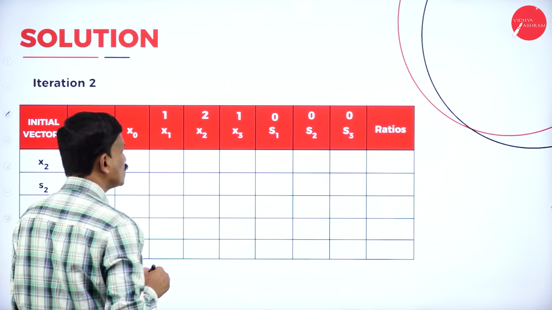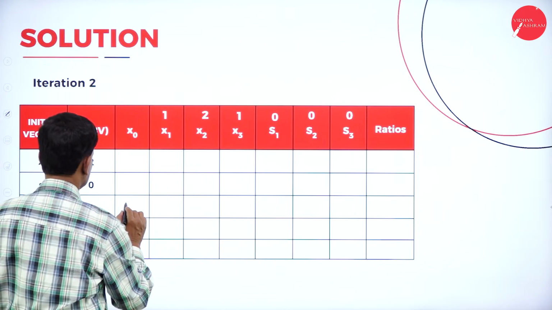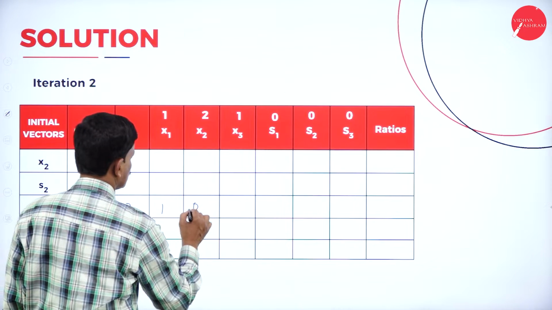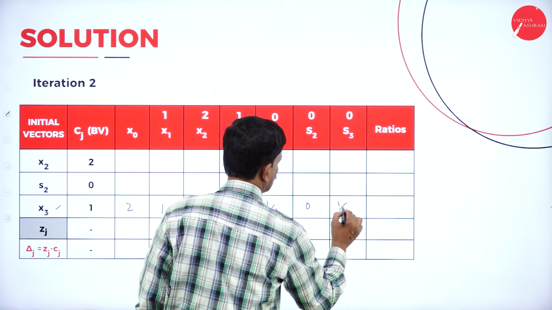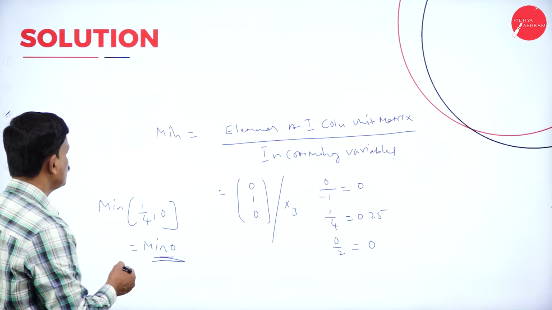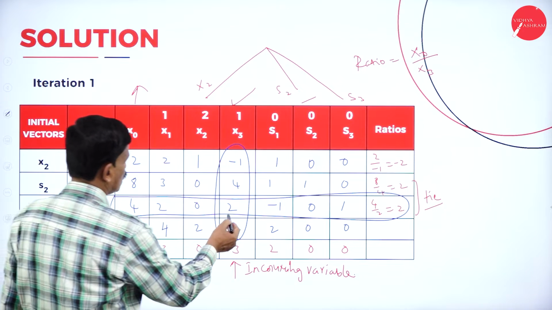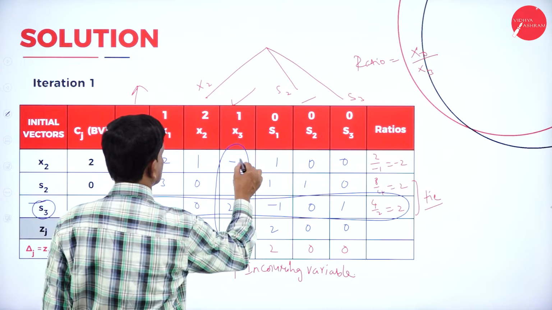So I will substitute here for R3. What are the elements of R3? 2 1 0, 1 by 2, 0, 1 by 2. Okay. Now similarly convert these two elements as 0. So let us convert this as 0.